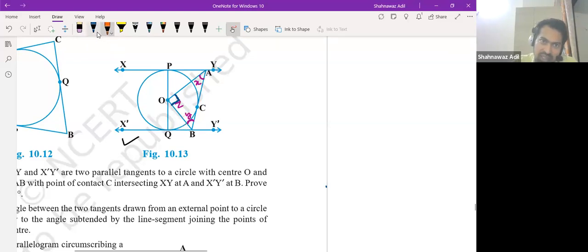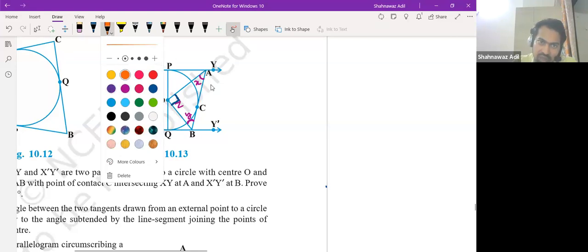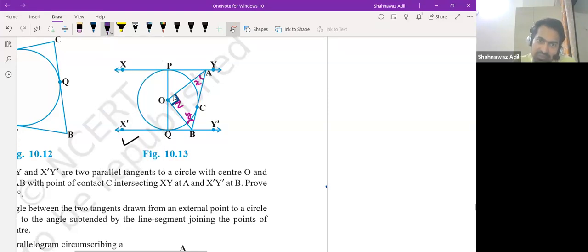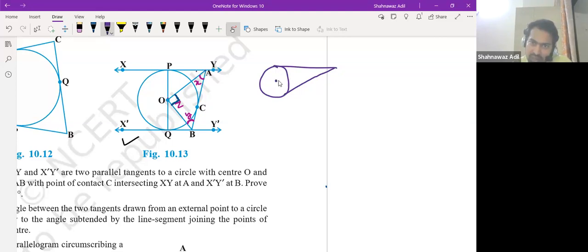So now you tell me, if this is X, what would be this? If this is X, what would be this? This is the line joining the tangent and the center, and these are the two tangents. So what would be this, this and this angle? Sir, 90 minus X. You already have this tangent, right? So this is the outside point, and you are joining the center from the outside point. So what are these angles?